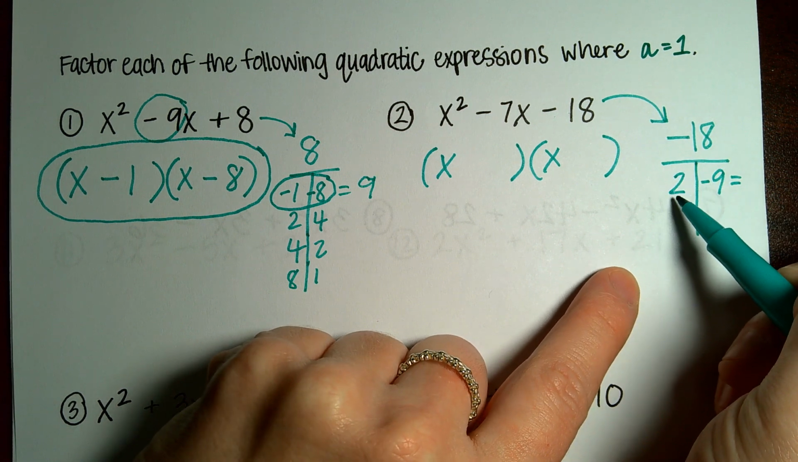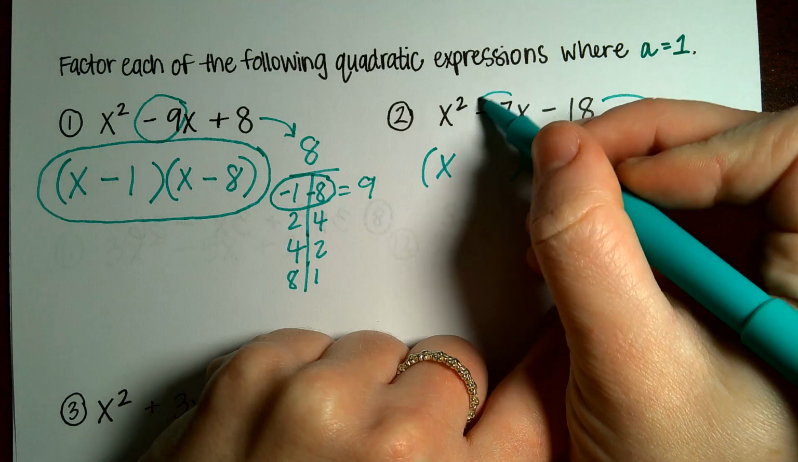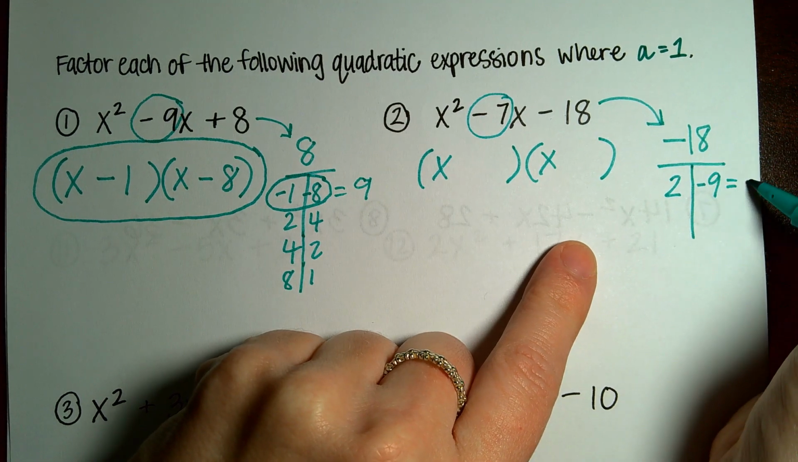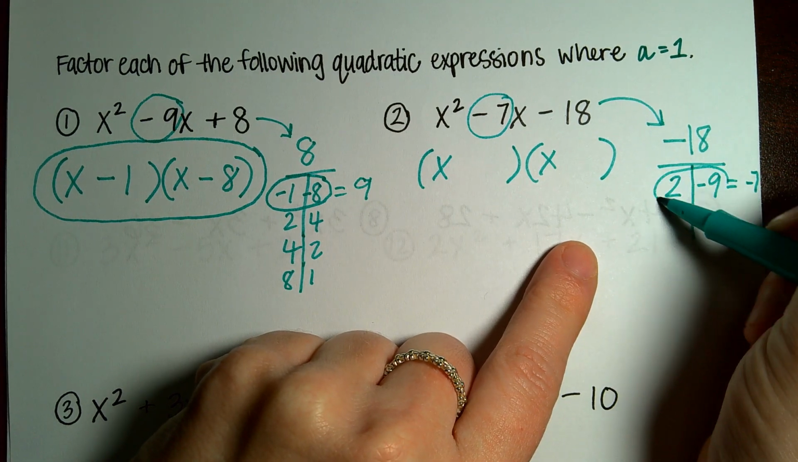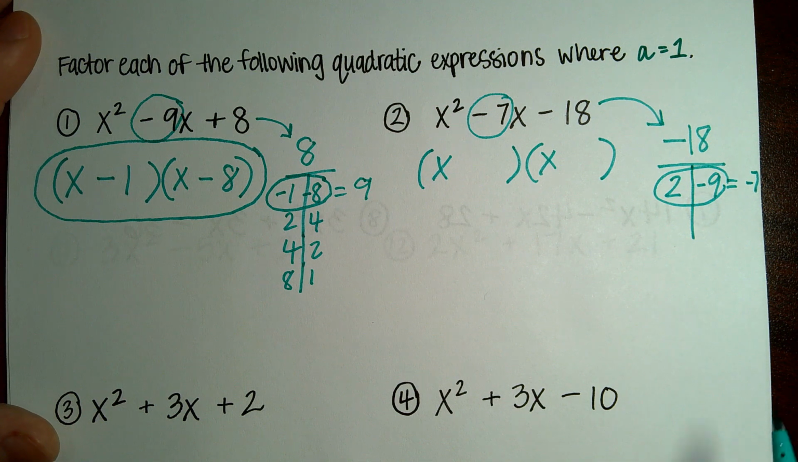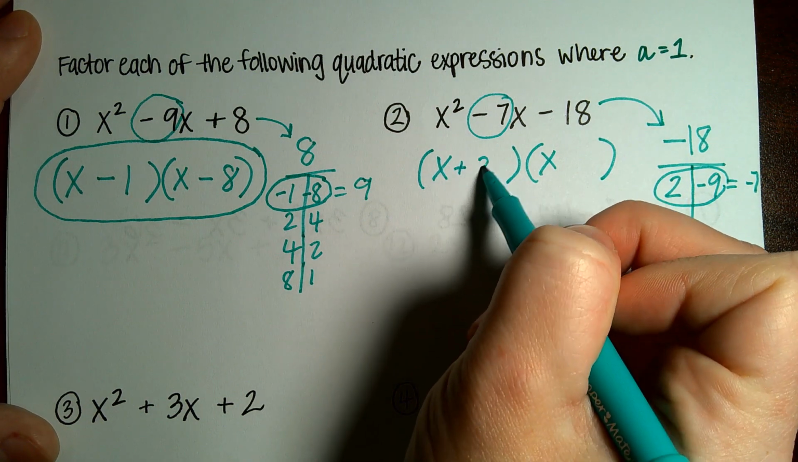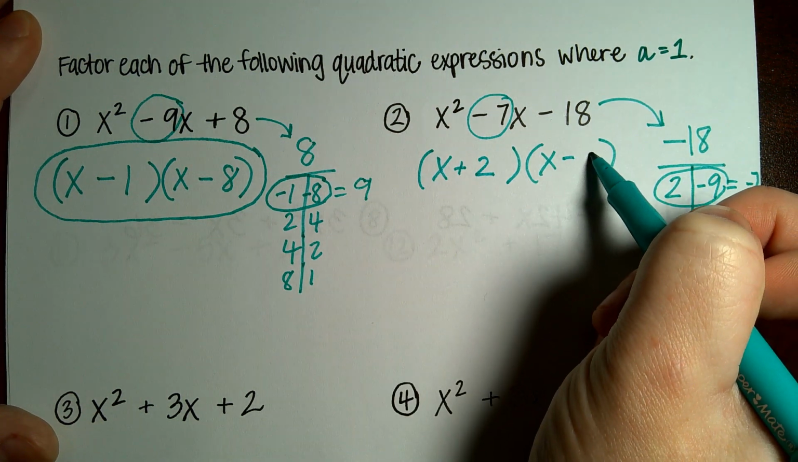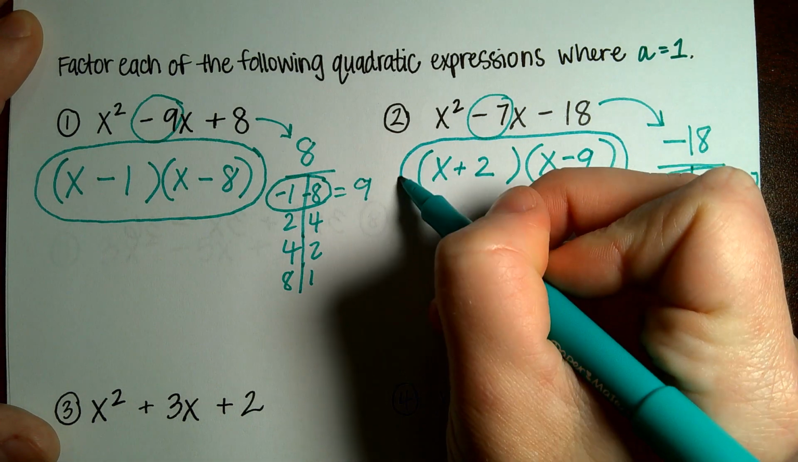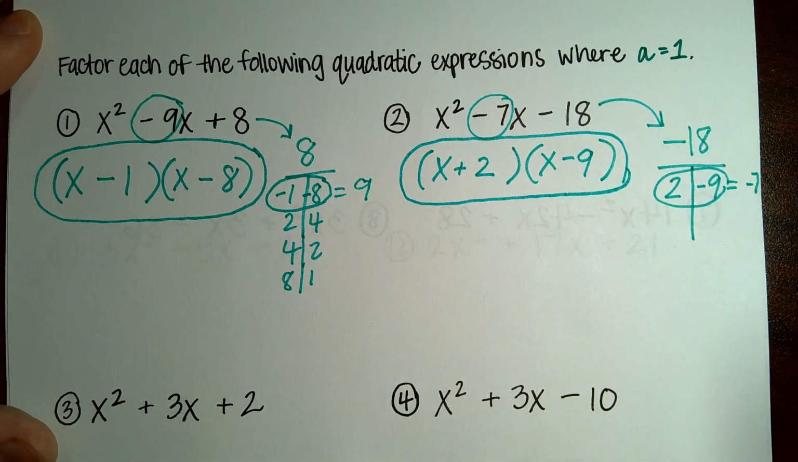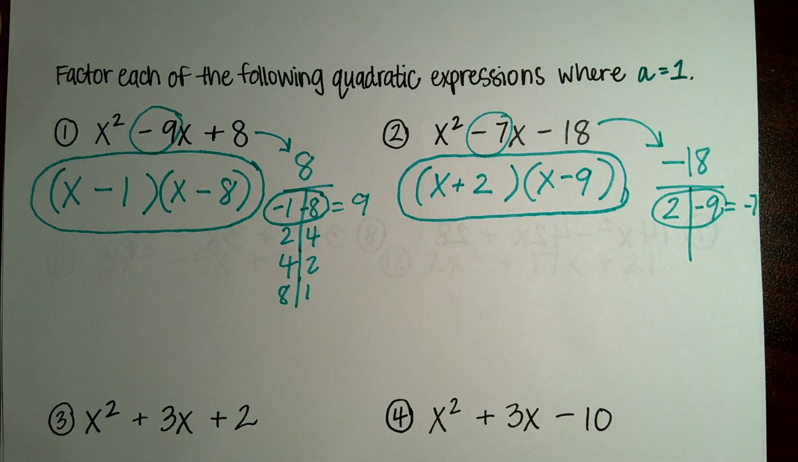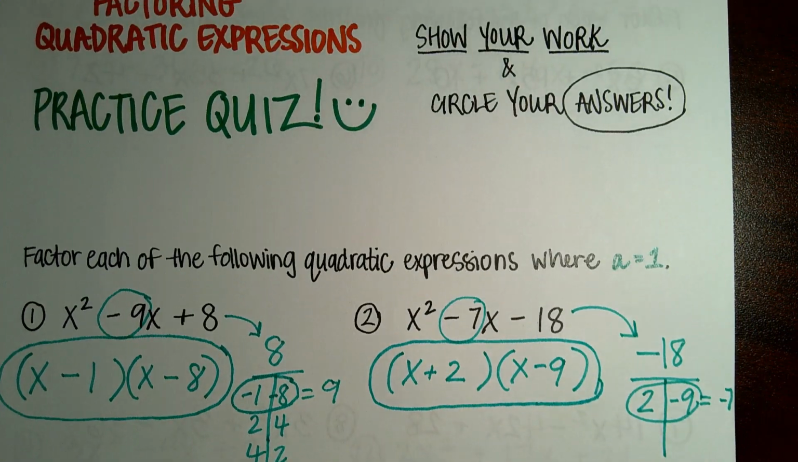And what do you know? If I do 2 plus negative 9, I get negative 7. And that is what I wanted. So what goes in my parentheses? X plus 2. Good. X plus 2, x minus 9. So then we circle it. Good job, guys.